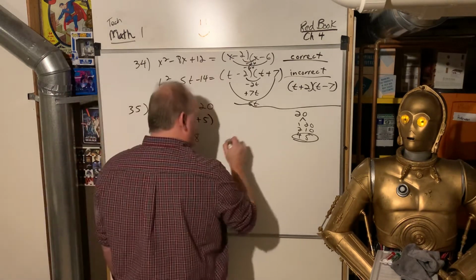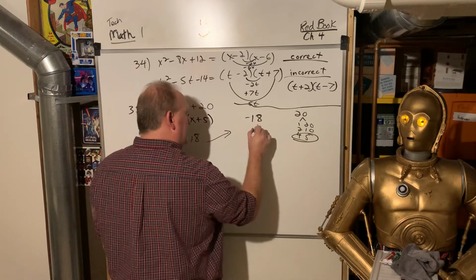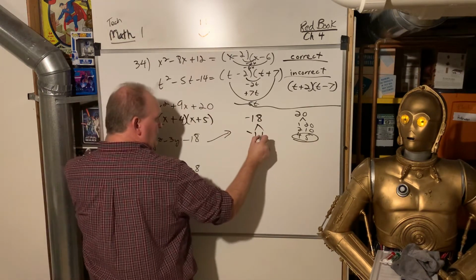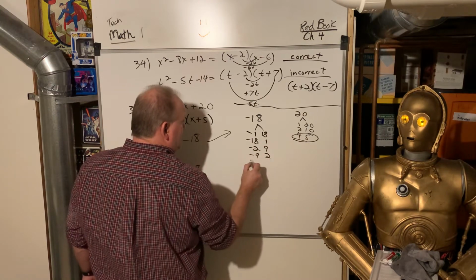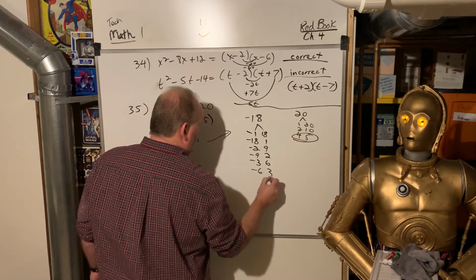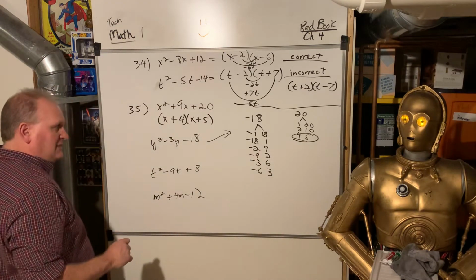Multiplies to be a negative 18. So negative 18 list of suspects. Negative 1 and 18, negative 18 and 1, negative 2 and 9, negative 9 and 2, negative 3 and 6, negative 6 and 3. I think that's everything that multiplies to be 18.